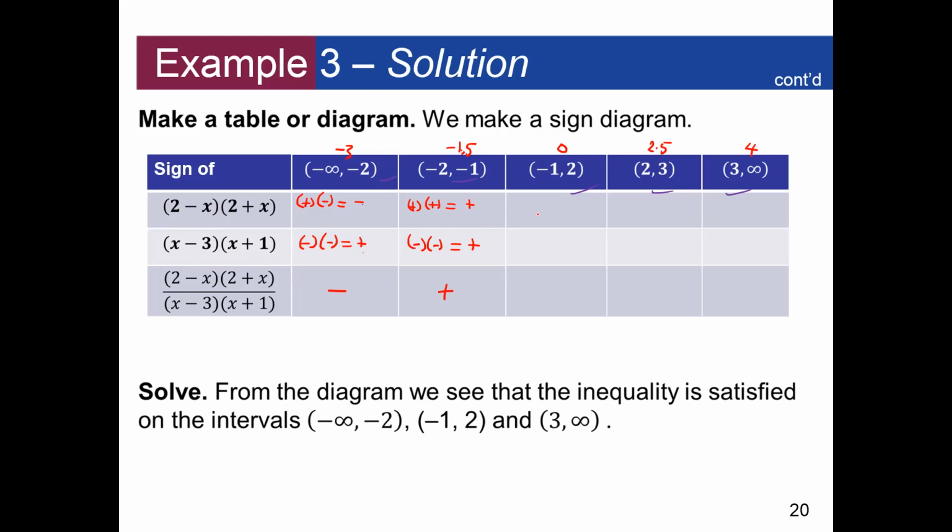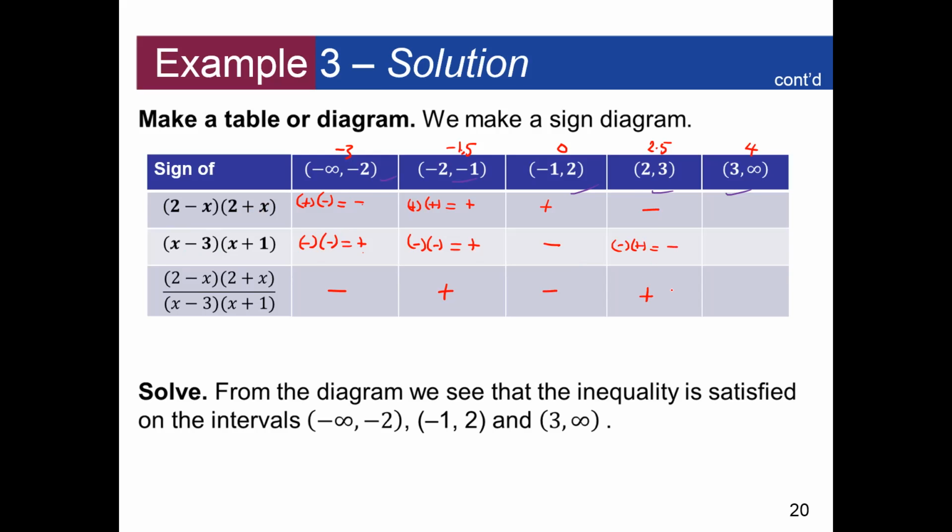Now if x is 0, you have positive times positive is positive in the numerator, and in the denominator you have negative times positive is negative. Then positive divided by negative is negative. Then we go to the fourth one, 2.5. 2 minus 2.5 is negative, times 2.5 plus 2 is positive, so that gives me negative. Then in the denominator, x minus 3, that is 2.5 minus 3, you get negative, and then you are multiplying it by positive. That is negative. Of course, negative divided by negative is positive.